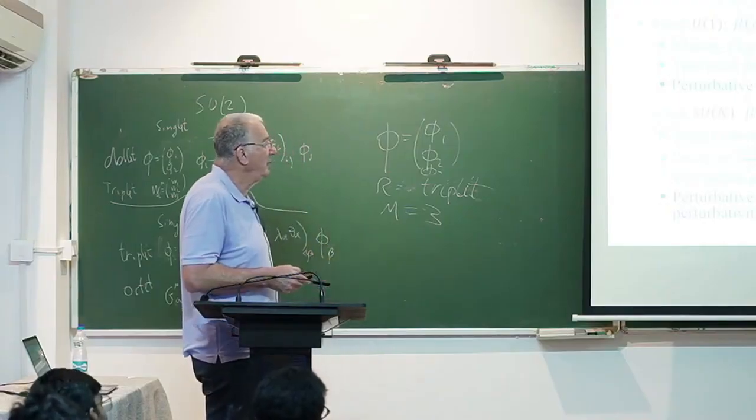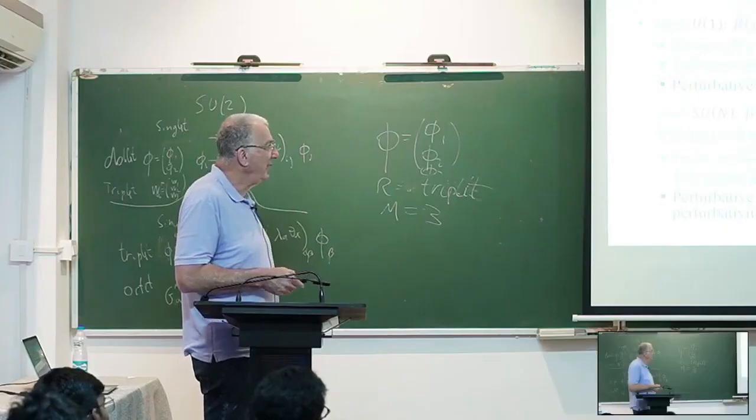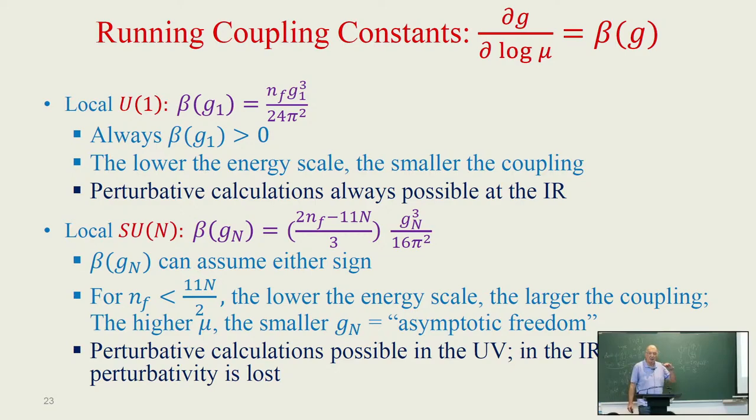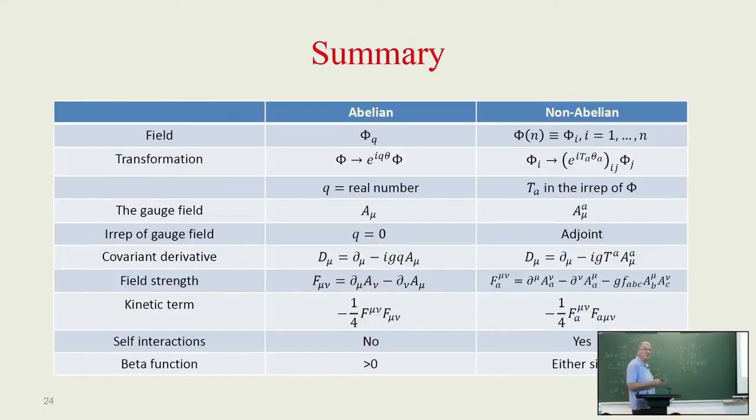For SUN, it can assume either sign. If the sign is negative, it means that the lower the energy scale, the larger the coupling constant becomes. And then at some point, this coupling constant will become so large that you cannot expand your calculation in the value of this, because the next term will be larger than the previous. You cannot do a perturbative calculation, and there are physical consequences to that. For theorists, we just say we cannot calculate, but in phenomenology, it leads to the phenomenon called confinement that I will describe soon.